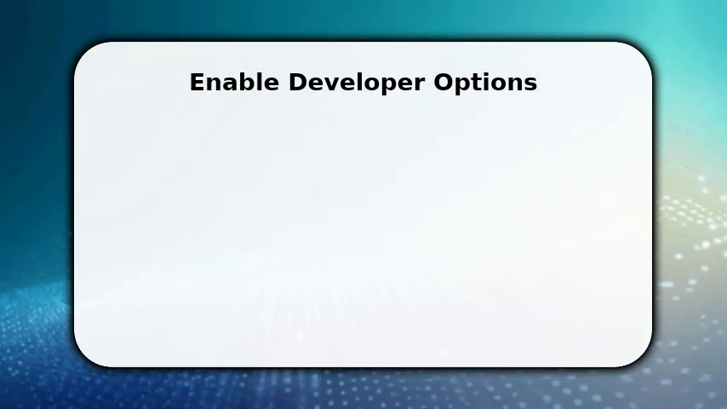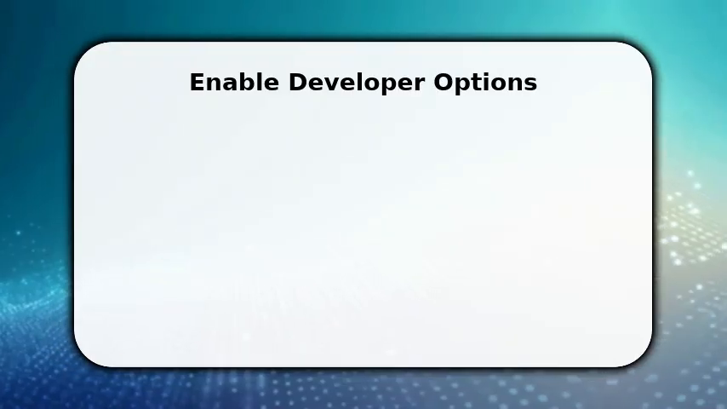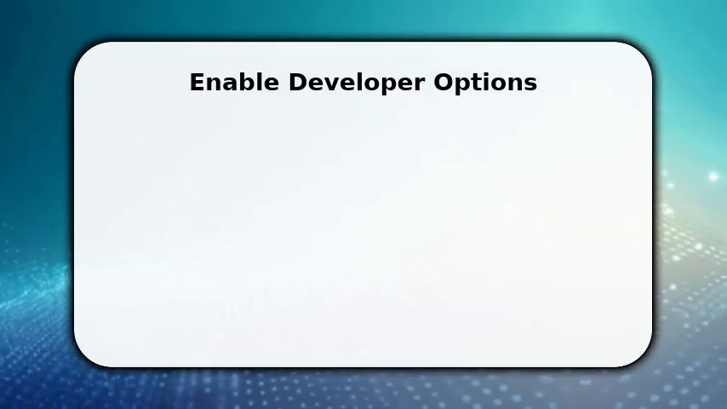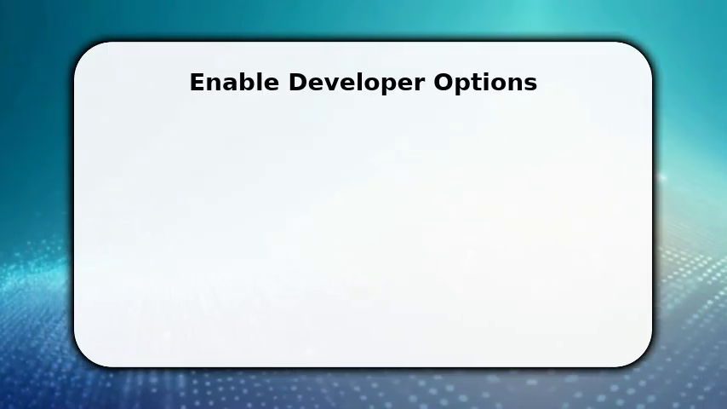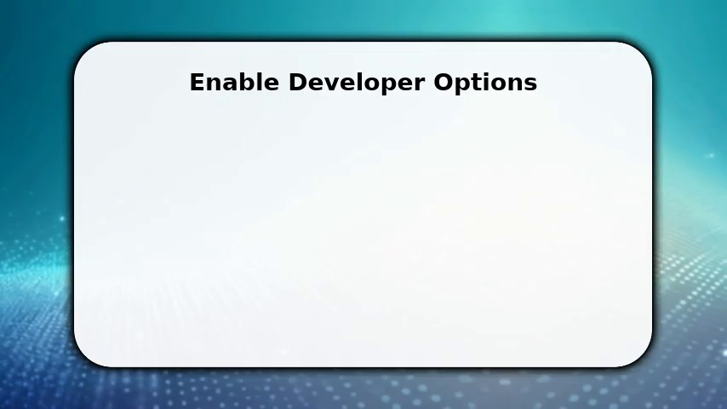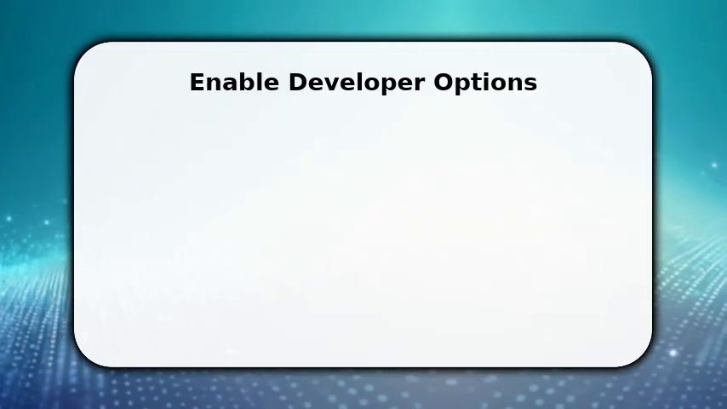Then open Settings, go to About Phone or Software Info, find Build Number and tap it 7 times. You'll see a short countdown and a message that developer options are enabled. Once done, go back to Settings. Developer options will now appear near System or Advanced. Do not change anything else yet.